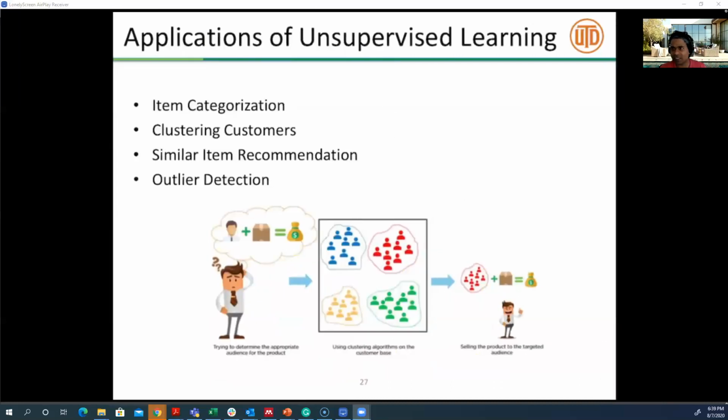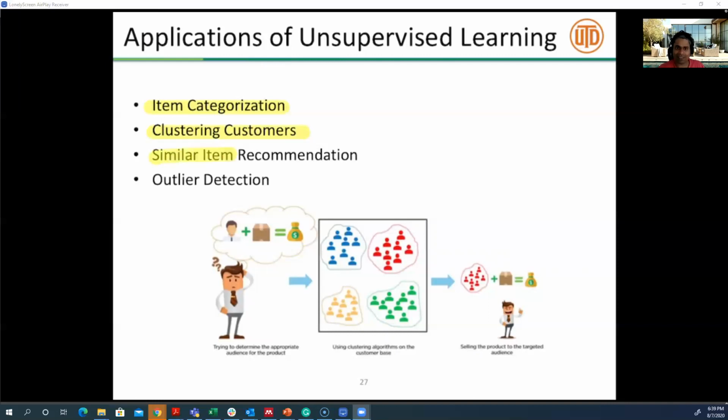Why is unsupervised learning important? Well, unsupervised learning is important because we oftentimes don't have labeled data, right? So we want to still extract patterns from unlabeled data. So for example, we want to categorize items in a store or in an online marketplace. We want to categorize items based on similar items, right? We want to cluster customers based on similar buying patterns so that we can have targeted advertisements, for example, right? And we want to do recommendations.